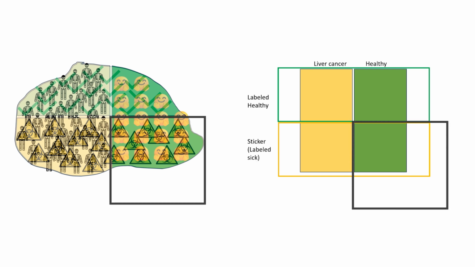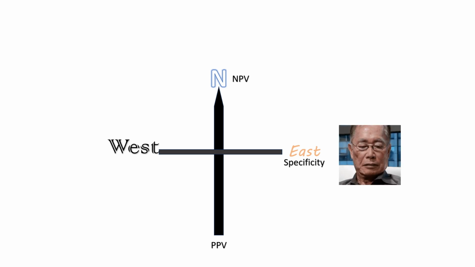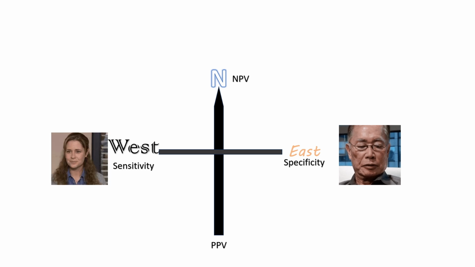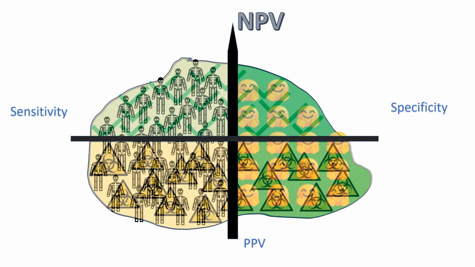Now we need a compass. The N in the north stands for NPV, negative predictive value. Opposite of NPV is PPV, positive predictive value. People in the east are very competitive and specific, hence specificity is in the east, and people in the west are very sensitive, hence sensitivity in the west. Easy, right? Now we lay this compass over our map and we are ready to write our formulas.